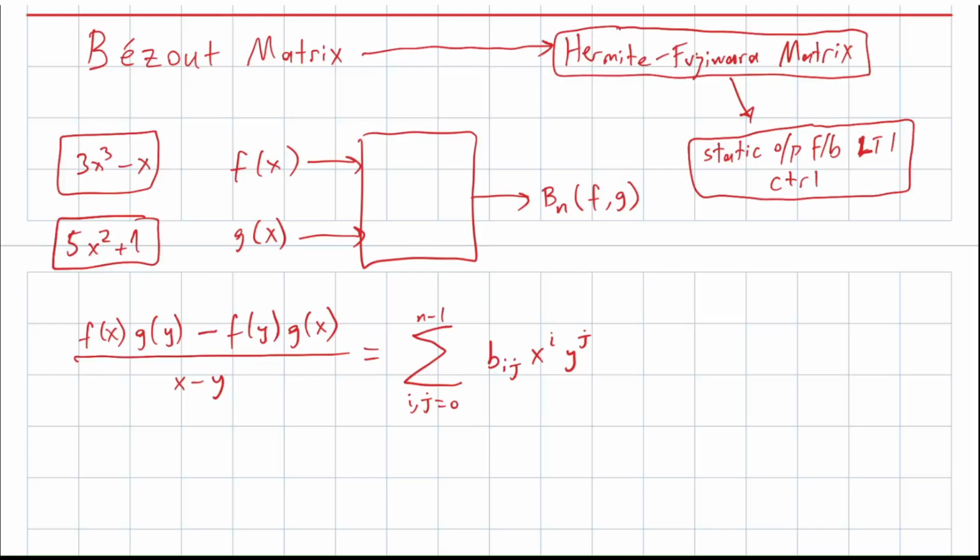What's up, everybody? Today we are going to talk about something called Bézout Matrix. Okay, and we are going to learn this, right? And then what we have learned at the end of this tutorial video, we will apply to another subject, which is called Hermite-Fujiwara matrix.